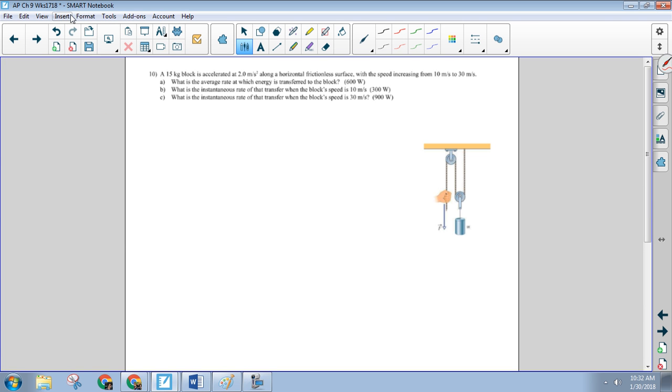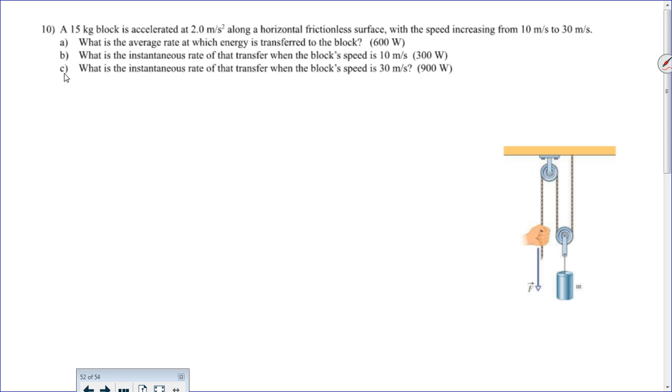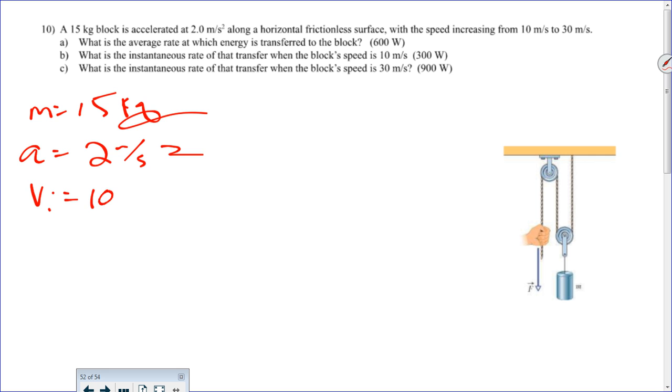Nice. All right, so here we go. Number 10, ignore the drawing. So a 15 kilogram block is accelerated at 2 meters a second squared. Mass, 15 kilograms. Acceleration, 2 meters a second squared along a horizontal frictionless surface with an initial velocity of 10 meters a second and a final velocity of 30 meters a second.